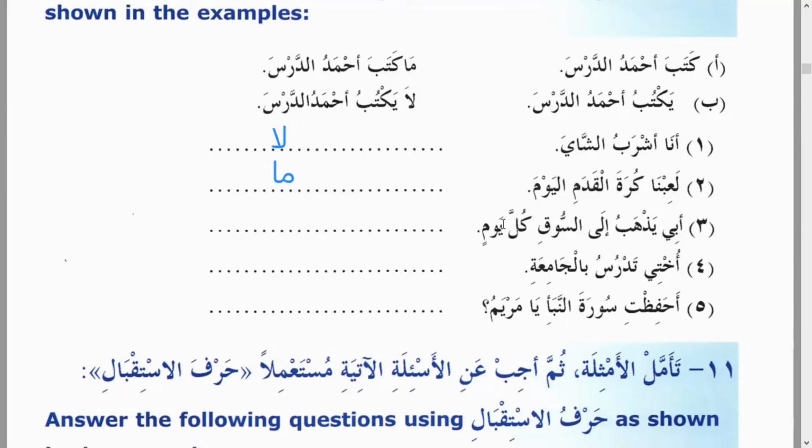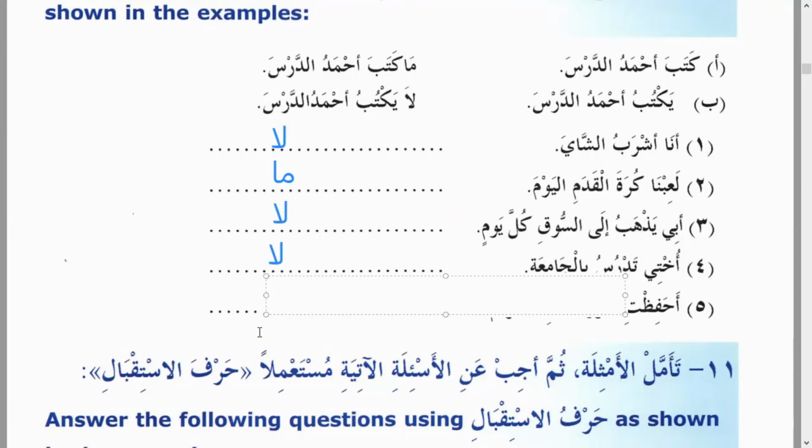Abi yadhabu ila suqi kulla yawm. My father goes to the market every day. So this will be la again. Right? Abi la yazhabu ila suq. Before the verb it comes, right? Abi la yazhabu ila suqi kulla yawm. Ukhti tadrusu bil jamia. My sister studies in the university. This is also la. My sister doesn't study in the university. La tadrusu.